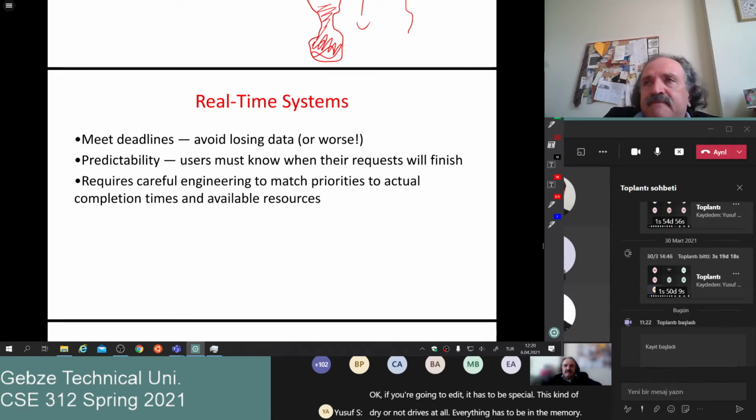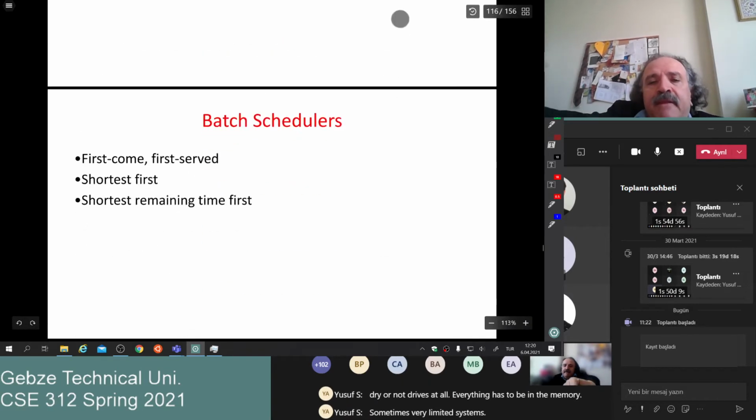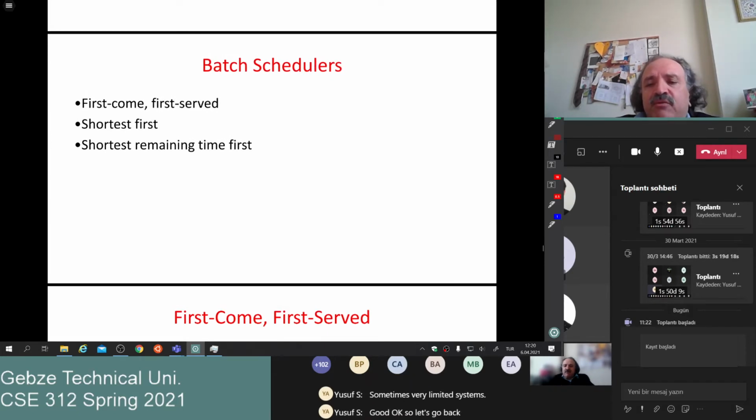Sometimes very limited systems. Good. Okay, so let's go back and let's start again from the batch schedulers. Three main scheduling algorithms. Okay, remember, with the batch schedulers, throughput is important, job completion time is important, right, and CPU efficiency. Those are the three things. Also, for the general scheduling algorithms, we have to be fair, right, and we need to keep all parts of the system busy.